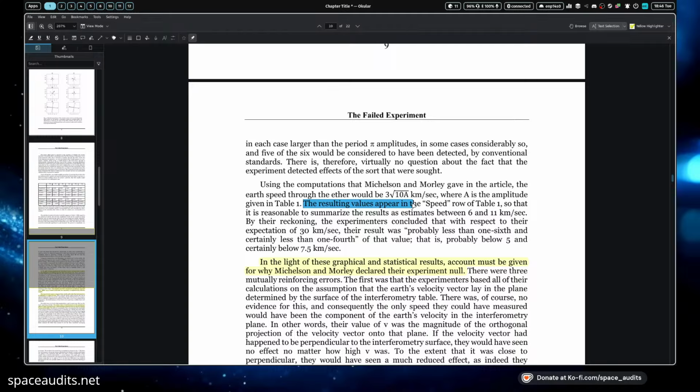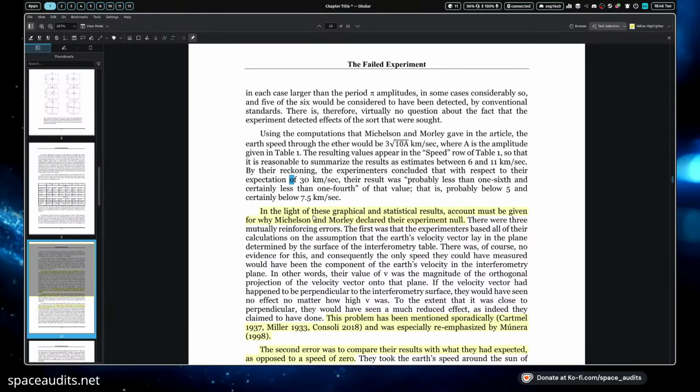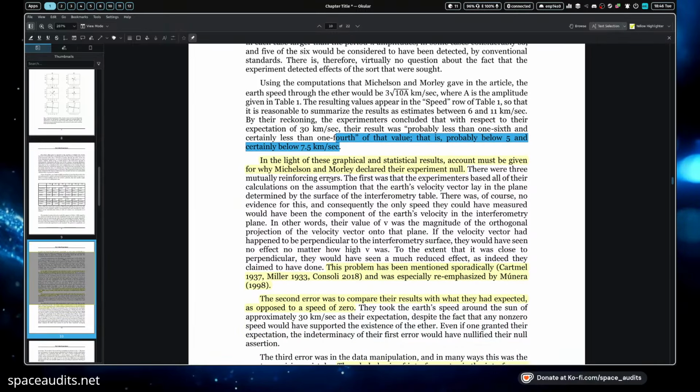The resulting values in the speed row of table 1, so that it is reasonable to summarize the results as an estimate between 6 and 11 kilometers a second. By their reckoning, the experimenters concluded that with respect to the expectation of 30 kilometers a second, there was probably less than 1/6 and certainly less than 1/4 of the value, and it is probably below 5 and certainly below 7.5 kilometers a second, which they did say in their paper.